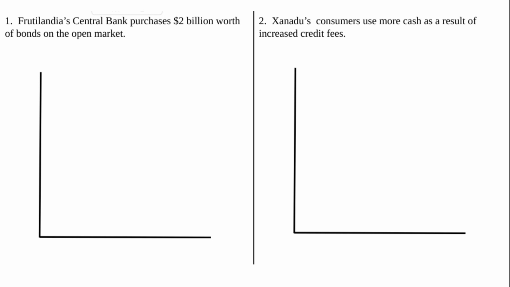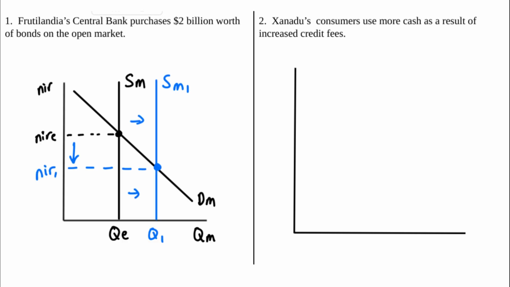synonyms. This is the same as buying bonds. So when we buy bonds, we make the money supply bigger. We should be shifting that money supply line to the right, showing that nominal interest rate decreasing.